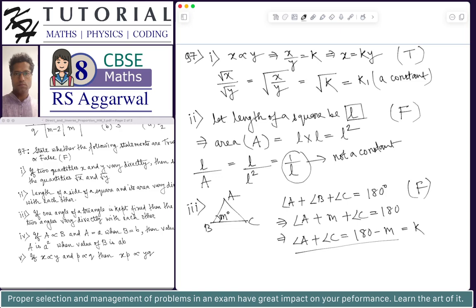Now we can also verify this statement in another way. As you know, for two quantities x and y, if they vary directly, then if you increase y, x will increase, and if you decrease y, x will decrease. But in this case, when the sum of two quantities is fixed, the angle A plus angle C is always equal to k, where k is some constant. Now if you increase A, then definitely C has to decrease, and if you decrease A, C will increase. So definitely the angle A and angle C are not in direct variation. So this is a false statement.